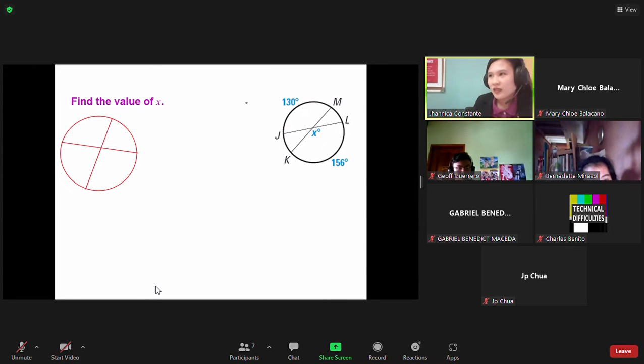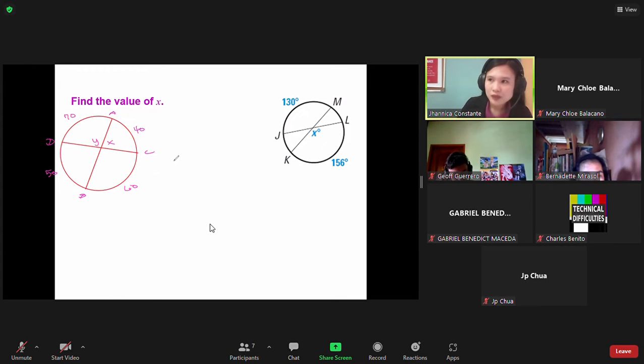For example, this is angle X and then angle Y. Is that what you mean? Nagkatabi si X at saka si Y in finding the angle? See, A, B, C, and D. We have the same theorem pa rin. We're going to use the same theorem to find the measurement of our angle X and angle Y.